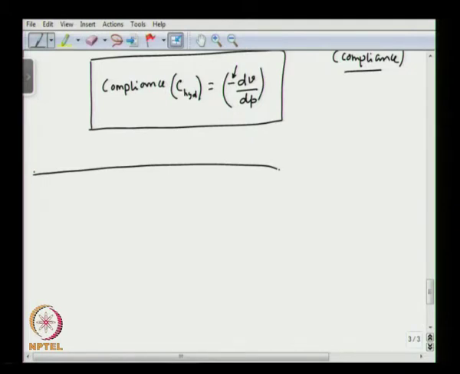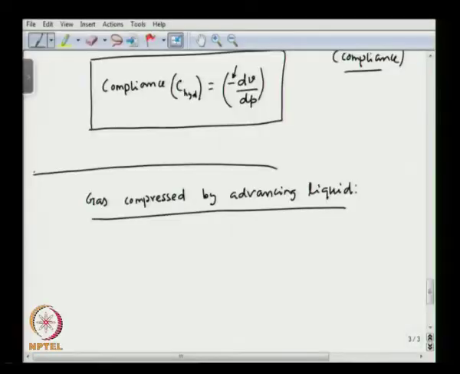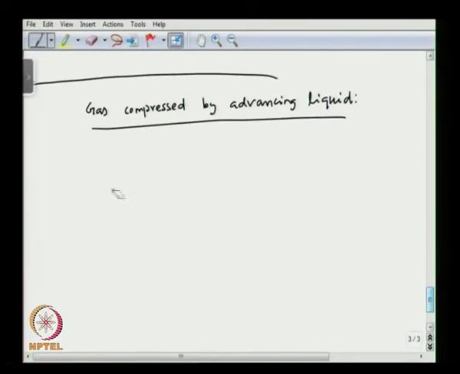So in the first example we will talk about a gas which is compressed by advancing liquid. Okay. So you would have a gas contained in a specific volume, interfaced by a liquid, and as the liquid is advancing at a certain flow rate we would try to find out how the pressure inside the gas would change with time. Okay. So we would consider this situation here.